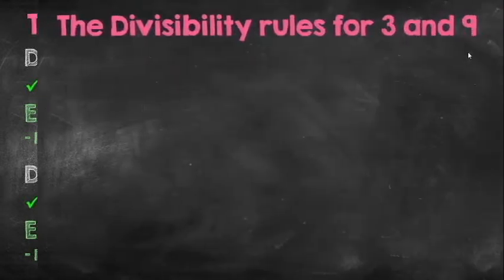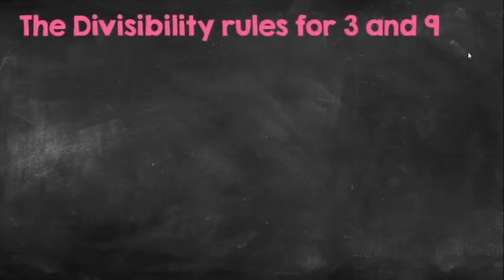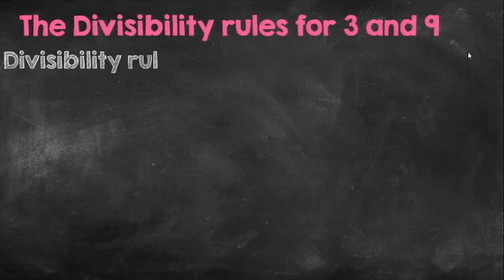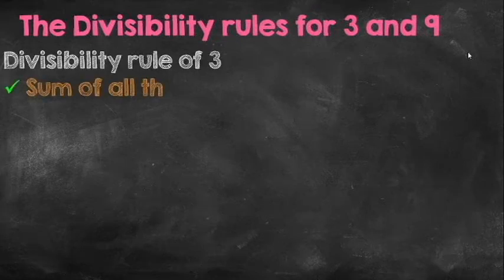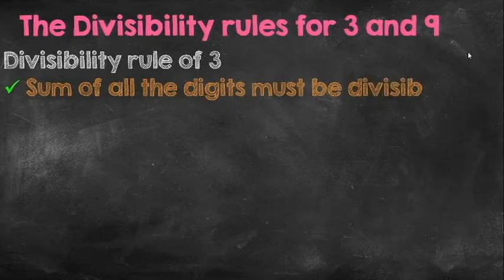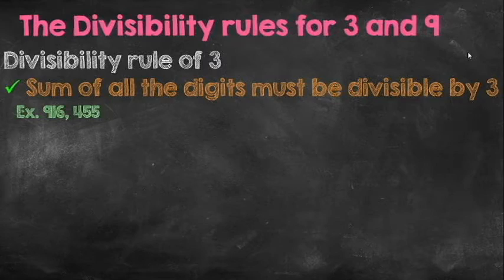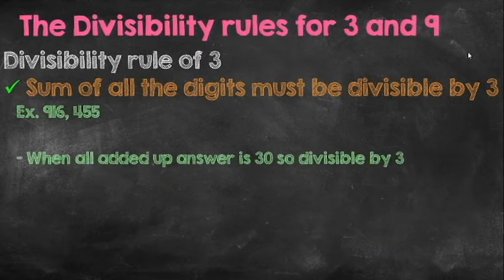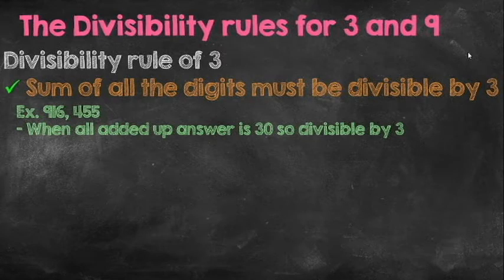Next up, we have the divisibility rules of 3 and 9. The divisibility rule of 3 states that the sum of all the digits must be divisible by 3. An example is 916,455. 9 plus 1 plus 6 plus 4 plus 5 plus 5 is equivalent to 30, and 30 is divisible by 3. And it will have no remainder.